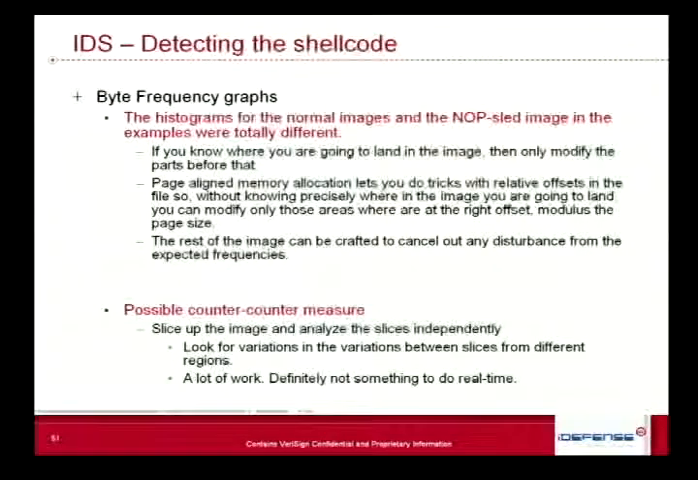You could look at, basically, we remember the byte frequency graphs from before with the spikes and that unknown hacker. The histograms were for normal images and the no-op sleds, and when you looked at those, they looked totally different. But if you knew where you're going to land in the image, you can only modify the parts which are before that, and you can have the other parts cancel out any problems. You can tell roughly where you're going to land in an image also using page alignment tricks. Basically, you only have to know the last 3 bytes of where you're going to land.